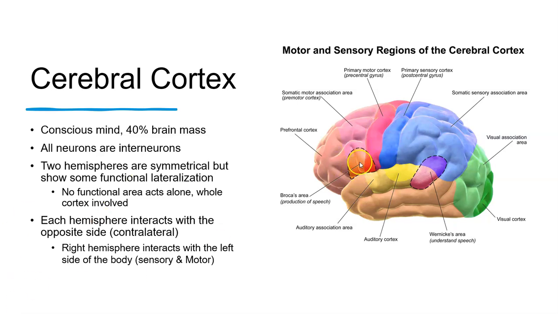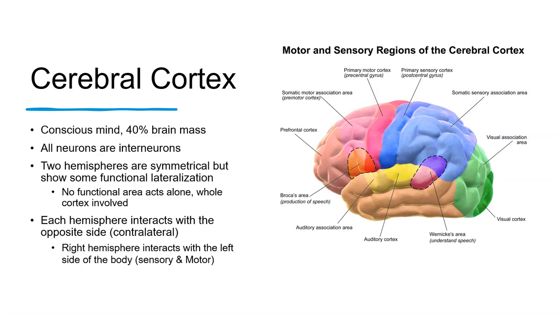Here we have Broca's area for producing speech, the motor action of speaking, and Wernicke's area for understanding speech. These are located only in one side of the brain, so that is functional lateralization. However, even though there are things that are handled on one side of the brain, one hemisphere versus another, no functional area acts alone, because the whole cortex has to be involved in those processings and actions.